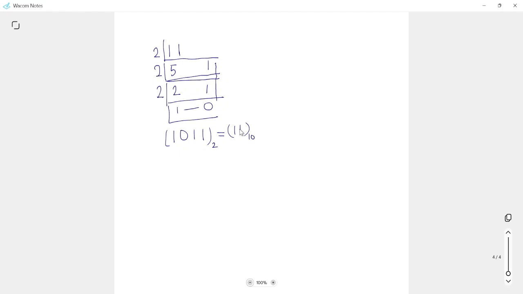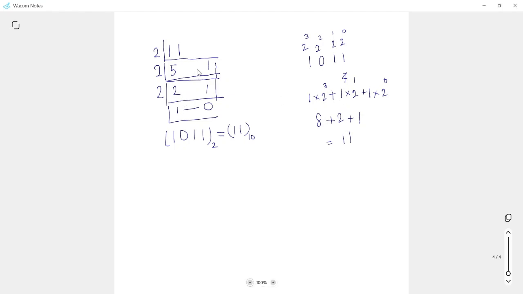So how do I know if 11 is actually 1011? Let me try to convert it back to binary. So 1 is 1. This is 2 to the power of 0, this is 2 to the power of 1, 2 to the power of 2, and 2 to the power of 3. So let's take 1 into 2 to the power of 3 plus 0. I can ignore the 0. I take 1 into 2 to the power of 1 and 1 into 2 to the power of 0. What do I get? This is 8 plus 2, and 2 to the power of 0 is 1. 1 into 1 is 1, and this is 11.